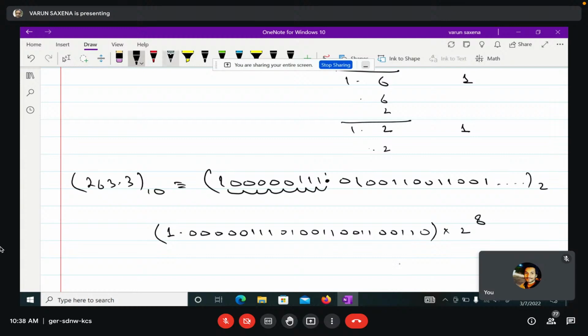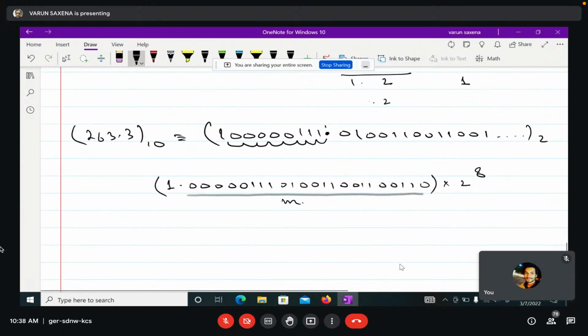Now this here, let me make it colorful. So this here is your Mantissa. Now your exponent, this is your E. Okay. So then you calculate the biased exponent. And the biased exponent is 127 plus 8, and 127 plus 8 is 135. Okay. So this is your biased exponent.